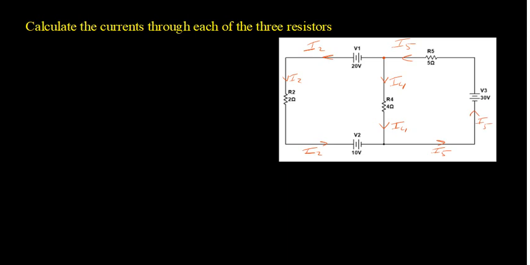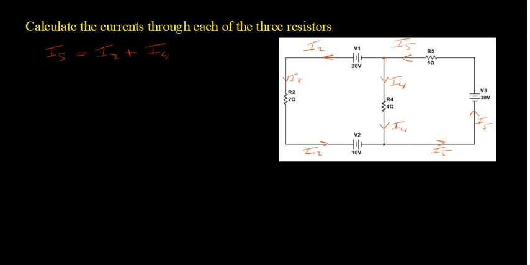So I can start writing my first formula, which is the junction rule. I can say simply that current 5 equals current 2 plus current 4. The total current in, which is current 5, equals the summation of the total current out, which is 2 and 4, right?